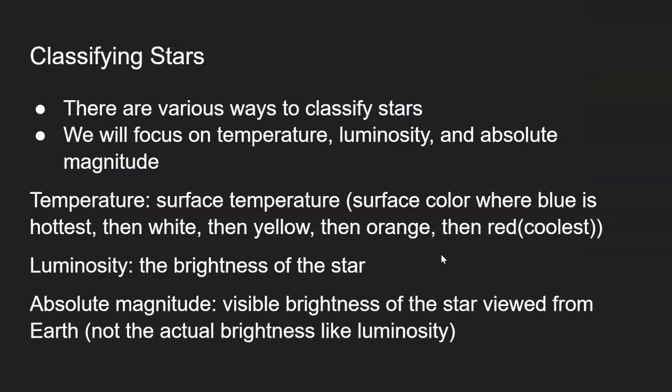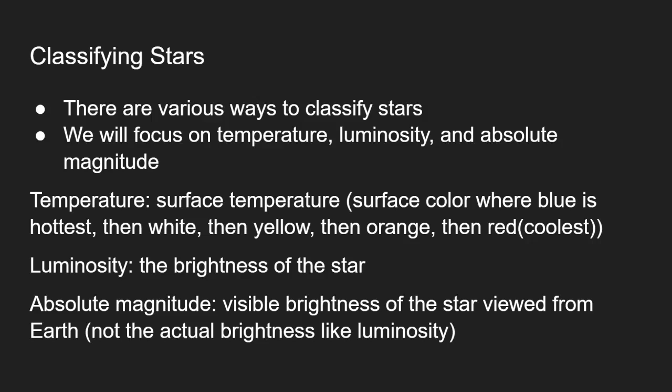Well, we're going to focus on three different things. One is temperature, the other luminosity, and the other is absolute magnitude. Temperature is something simple that you've heard of before. It's the surface temp. It's basically how hot is it right at the surface. Blue would be the hottest stars. Then you've got white, yellow, orange, and red being the coolest.